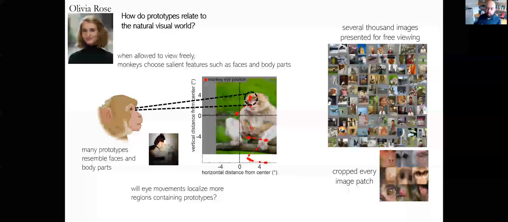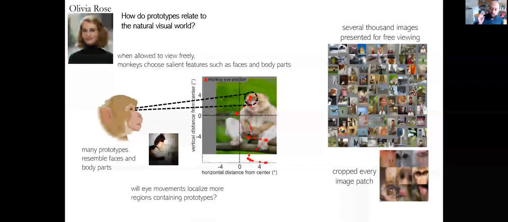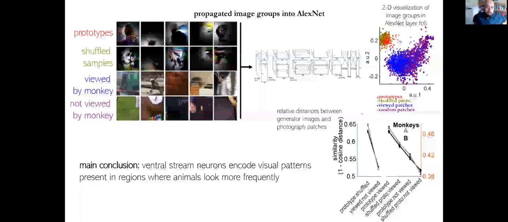We presented thousands of images to different monkeys, and we cropped every location where they actually fixated. And we propagated these image fragments into AlexNet along with prototypes that were recorded from the brain, samples from the generator without neuronal guidance, as well as image fragments coming from the same natural scenes that were not viewed by the monkeys. And all of this was in order to visualize the different distances between these groups. And what we find is, first of all, there are 2 major clusters. The first cluster corresponds to images from the generator. The second cluster corresponds to images from the natural world.